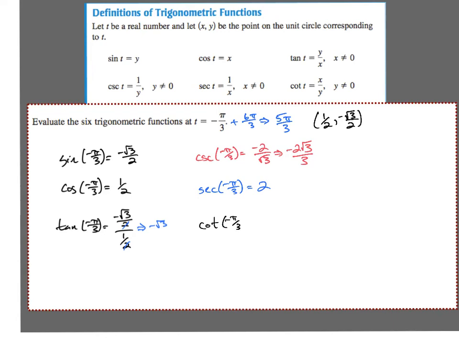How do I want you to think of cotangent? X over y. So what's my x? 1/2 over negative square root 3 over 2. So my 2's cancel. But what's wrong with this right now? It's not rationalized. So what do we get? We get negative square root 3 over 3.